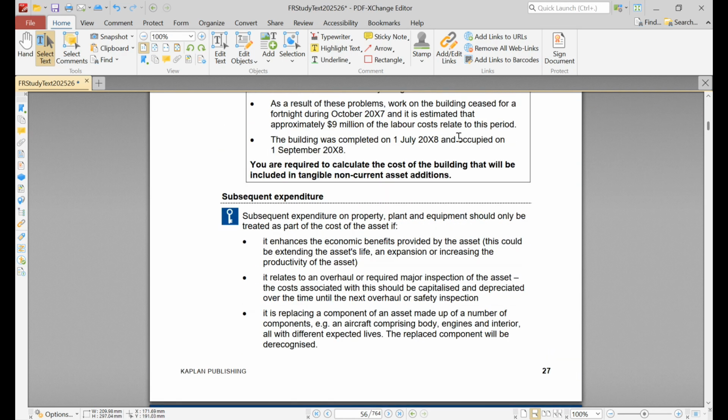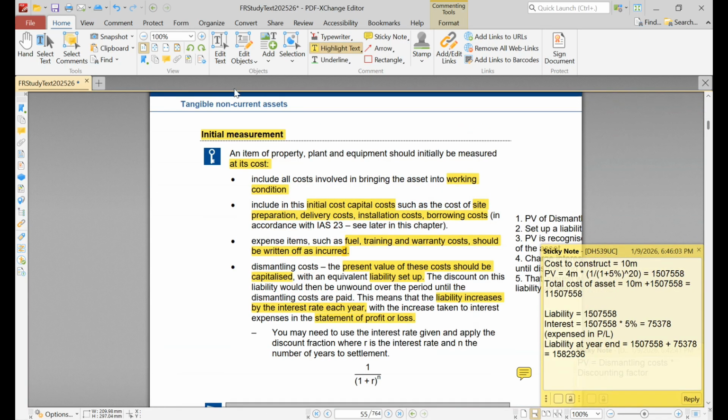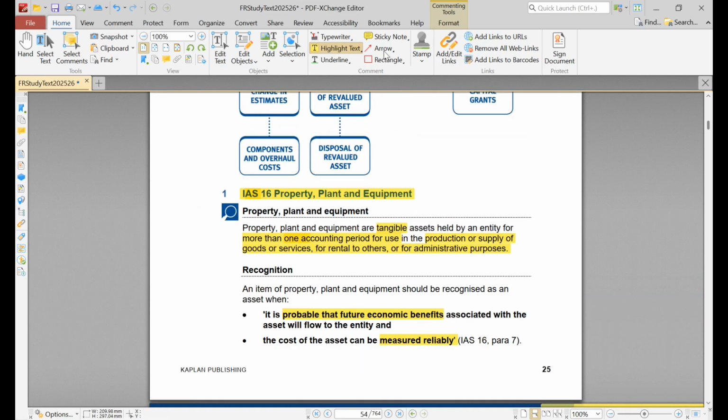Next is subsequent expenditure. What we studied right now was initial measurement. Or to give a quick recap of whatever we have studied so far. Firstly, we have studied IAS 16, property, plant and equipment.